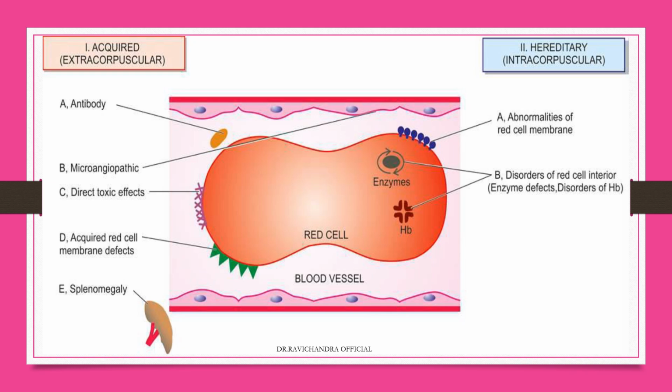So, in hemolytic anemias, you have to remember 7 conditions. They are classified into 2, hereditary and acquired. Under hereditary, the intracorpuscular abnormalities: red cell membrane and disorders of red cell interiors. Under the acquired, hemolytic anemias are extracorpuscular, 5 conditions: antibody mediated, mechanical trauma, direct toxic effects, acquired red cell membrane defects, and splenomegaly.